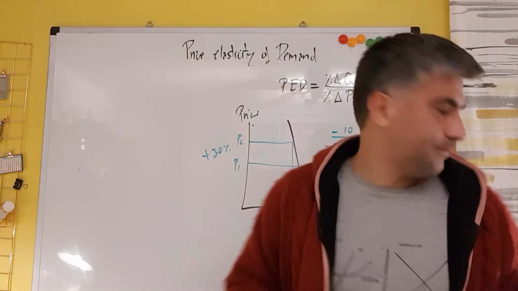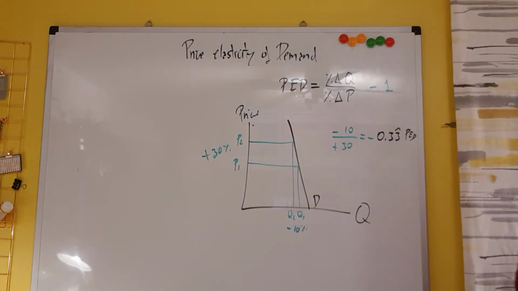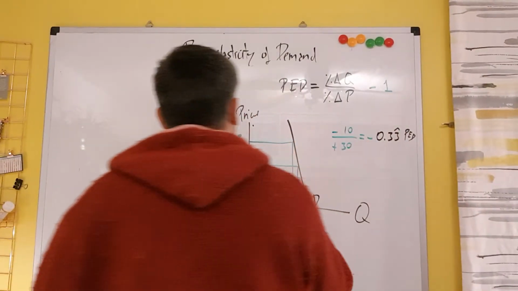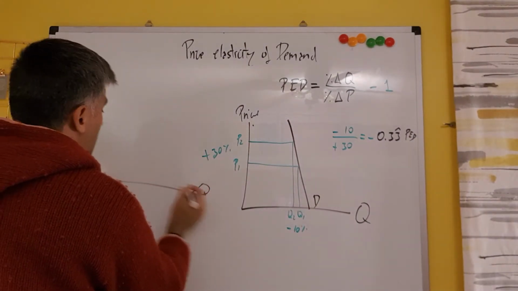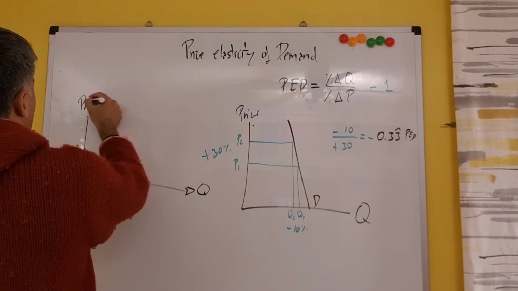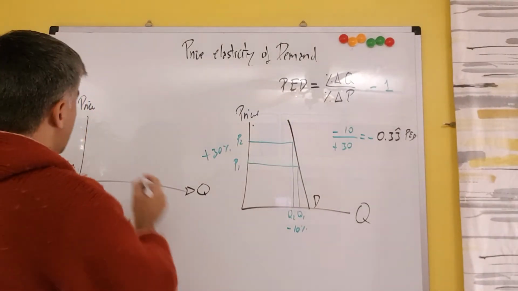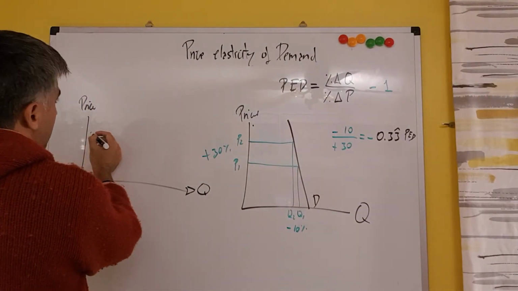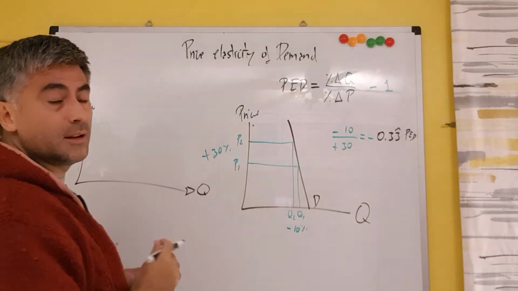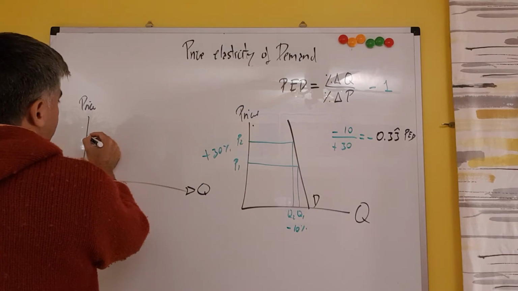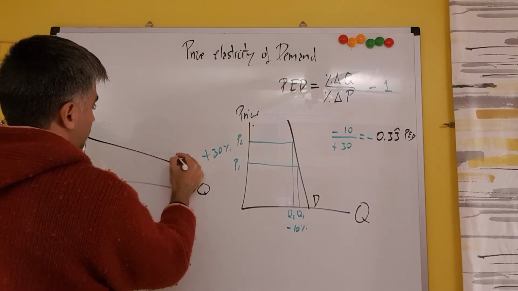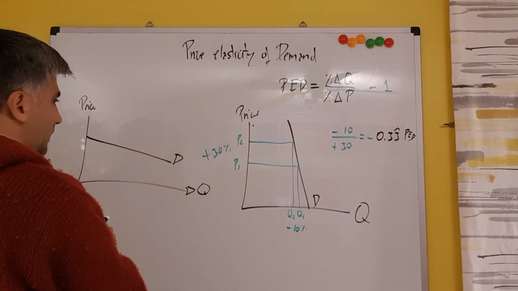Let's look at the opposite. Quantity, price, and this one is elastic. So the result is going to be more than one, ignoring the sign, the symbol.